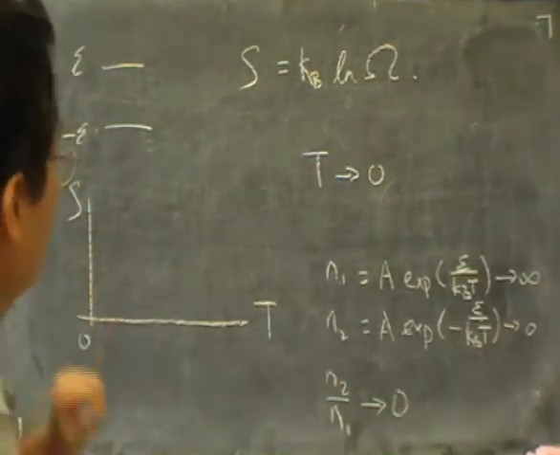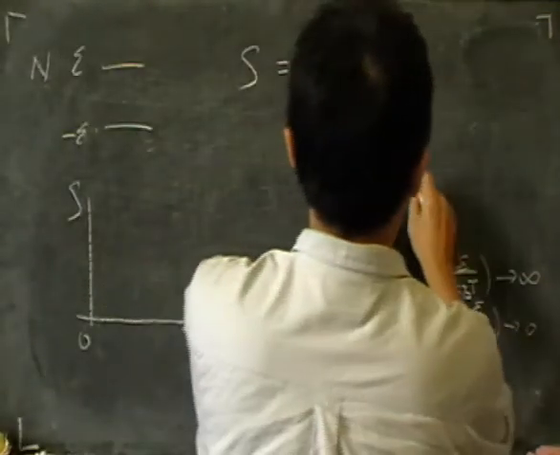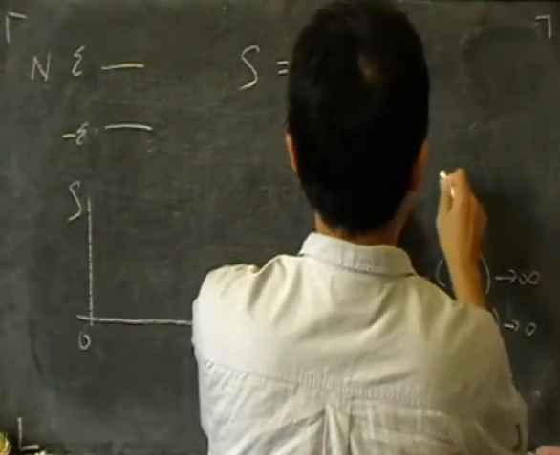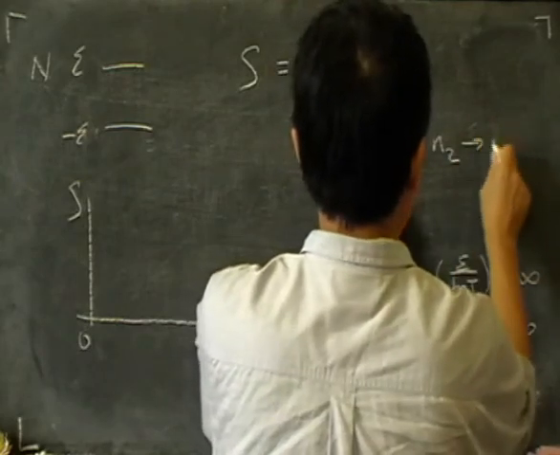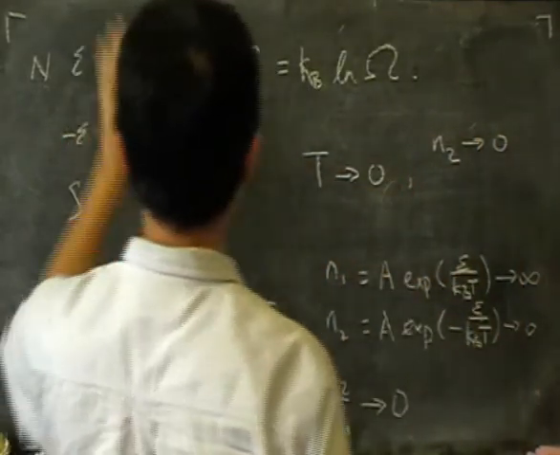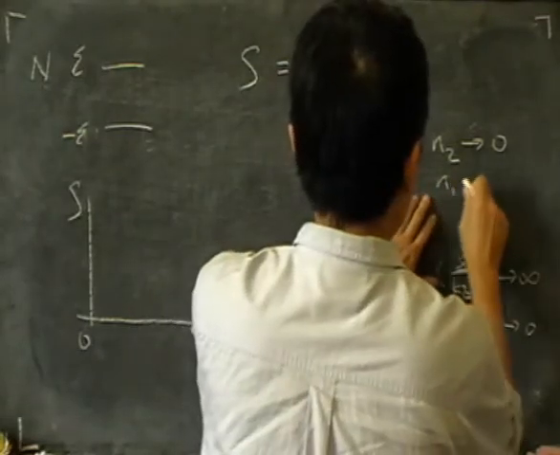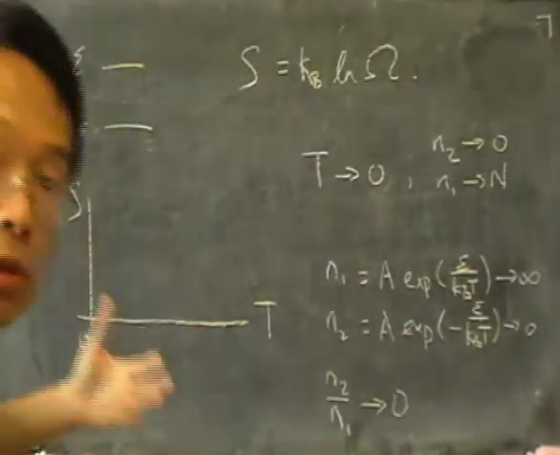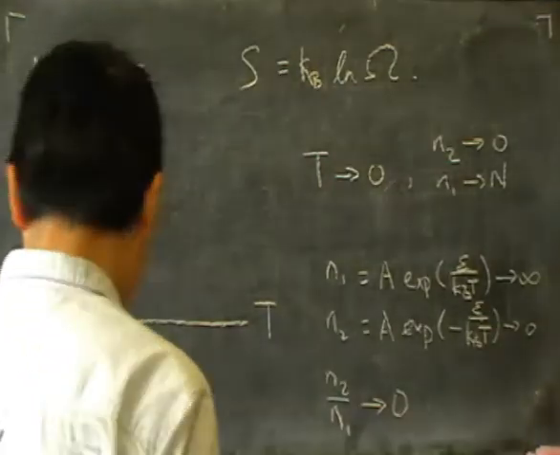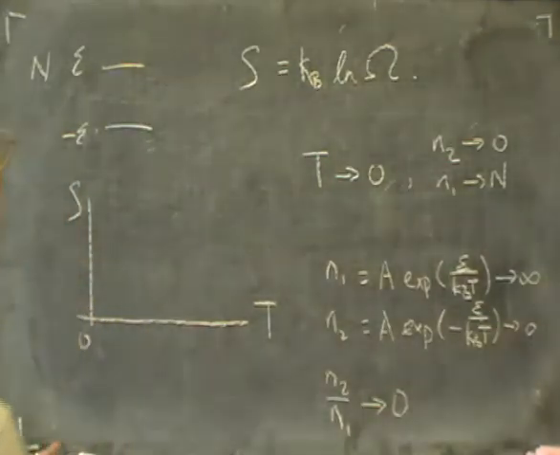Okay, so when t goes to 0, we have n2 at the higher level going to 0, no more particles at the higher level, and n1 therefore goes to n. So all n particles go to the ground state. Right. So we have this.